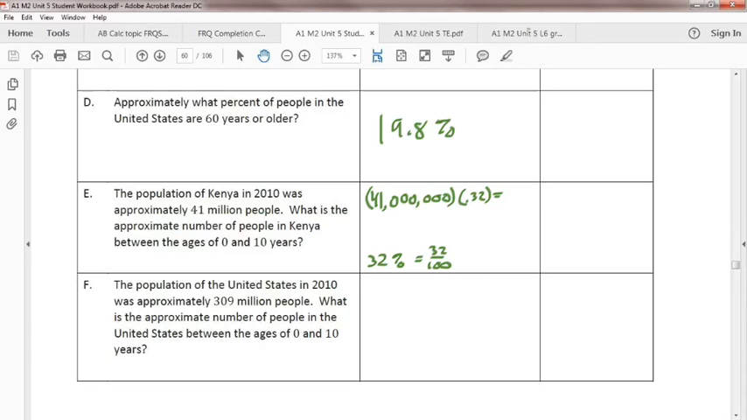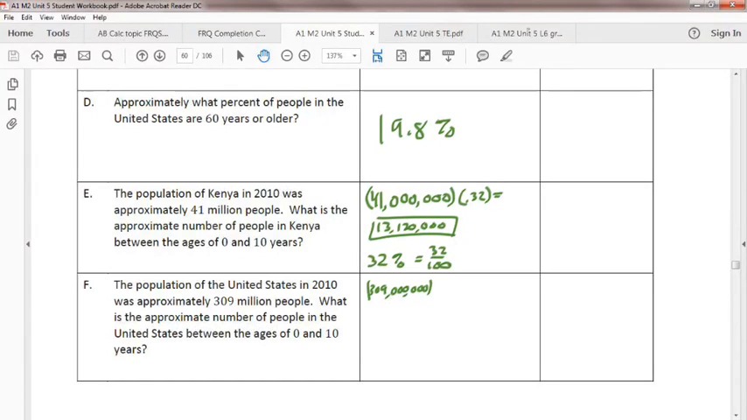What was that again? 13 million. So you guys got? Did you get a different percent than I did? Okay, let me check it. Yeah, that's correct. Okay, for the United States, we're going to do the same thing here. We're going to take the 309 million and multiply.